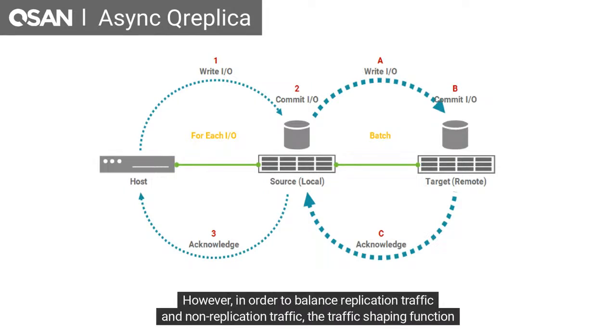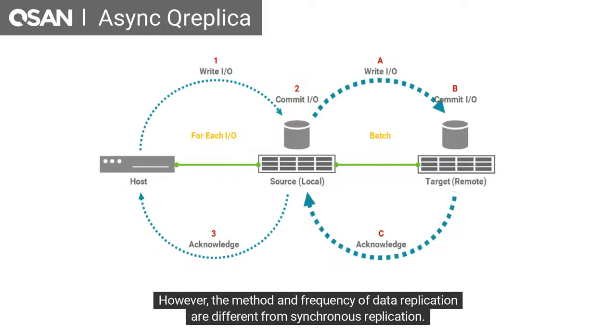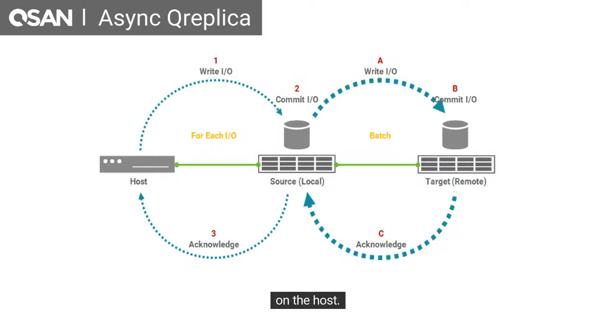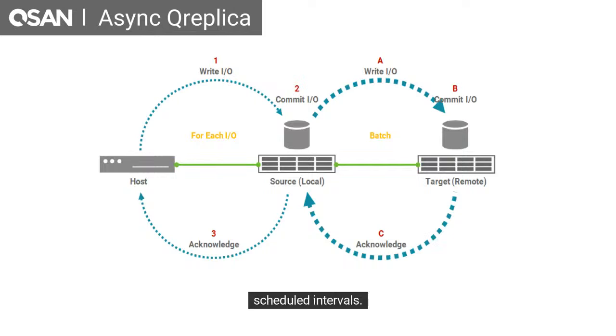However, in order to balance replication traffic and non-replication traffic, the traffic shaping function can help reserve the necessary bandwidth for non-replication I/O. Asynchronous replication can achieve the same data protection goals. However, the method and frequency of data replication are different from synchronous replication. Asynchronous replication commits writes at the source and then sends the acknowledgement to the application on the host. The accumulated writes committed on the source volume will be copied to the target volume in batches at scheduled intervals.